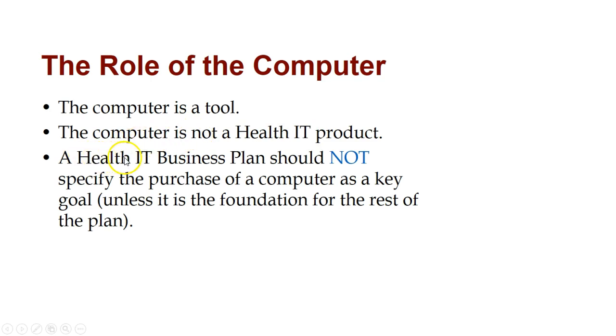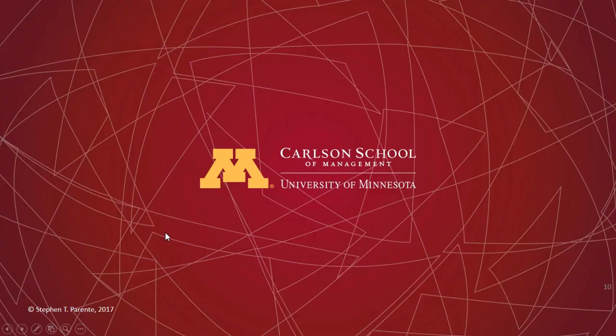So whenever you think about a Health IT business plan, it should not specify the purchase of a computer as the key goal, unless it's the foundation for the rest of the plan. Now, there could be a situation where, as I mentioned before, you have a critical failure because your technology and your hard drives and your network cards are just way too old, and for a very short tactical thing that makes sense. But that's the exception to the rule. If you're thinking about a new system, you need to look at it comprehensively. And this concludes this module on IT systems theory.